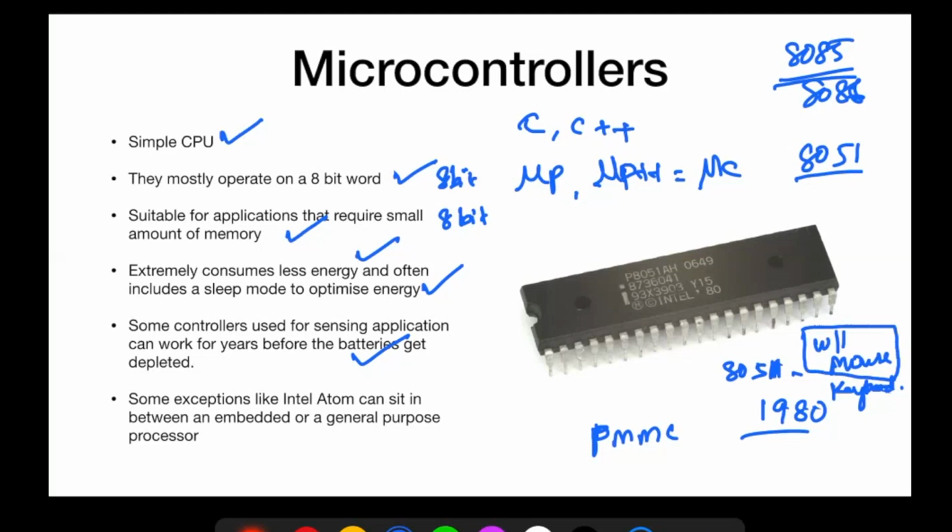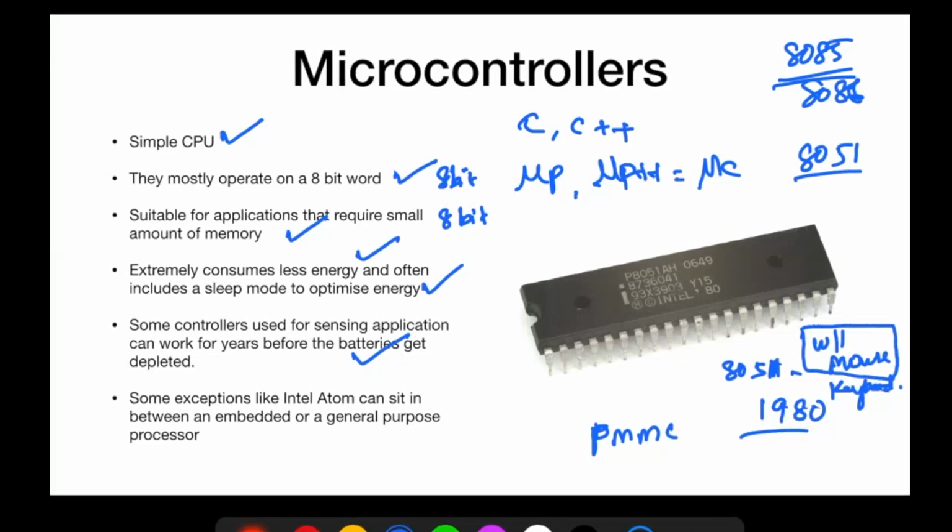Batteries usually, these microcontrollers also run for years. That means you keep the sensor on and you keep the controller on, you power it and then forget. It will be running for years. So such kinds of applications are where these microcontrollers can be used. But there are some exceptions.